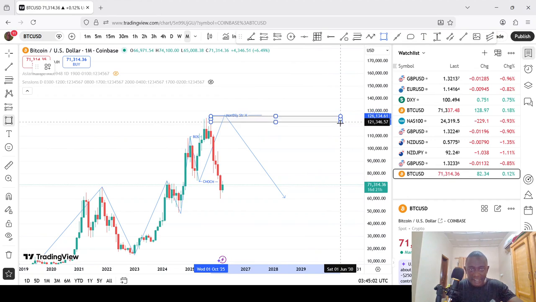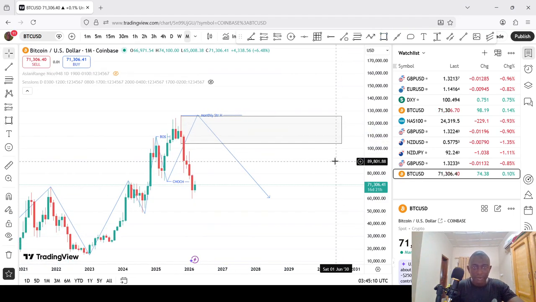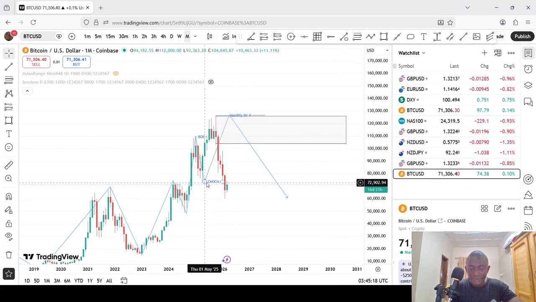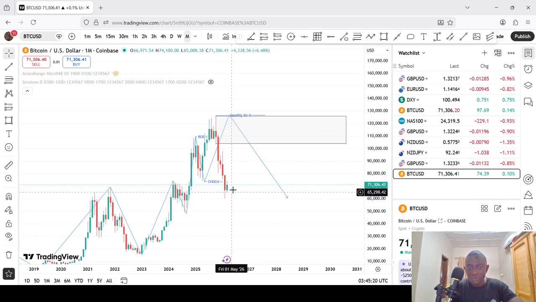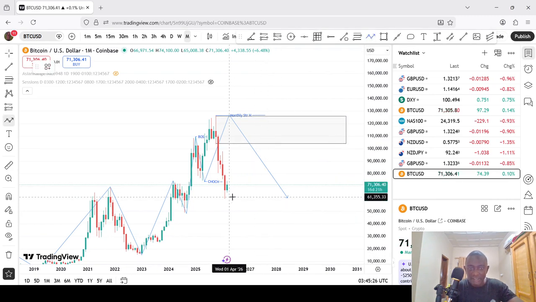We used the last candle. Yes, so before the last drop, I'll draw it like this. So from the monthly perspective, we are expecting, at least once price has broken this, a pullback. So pullback from this point to this, then possibly we come down. So something like this.